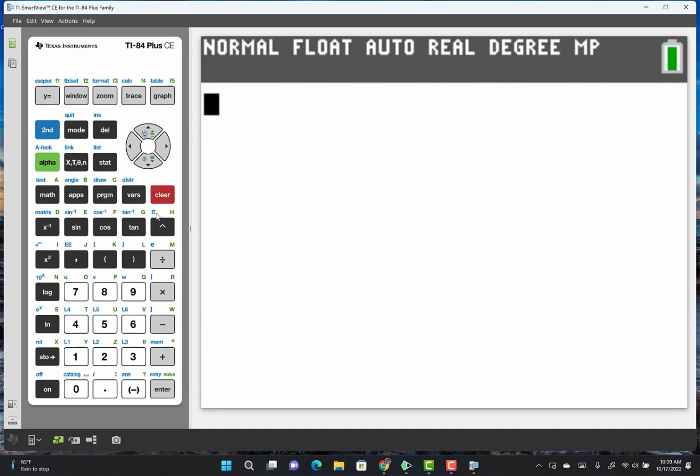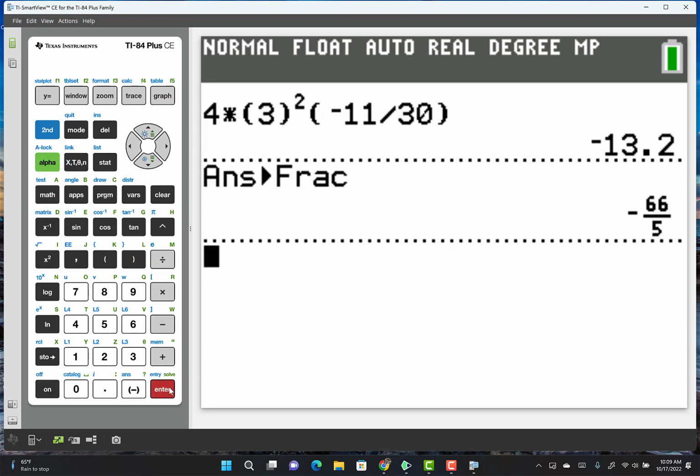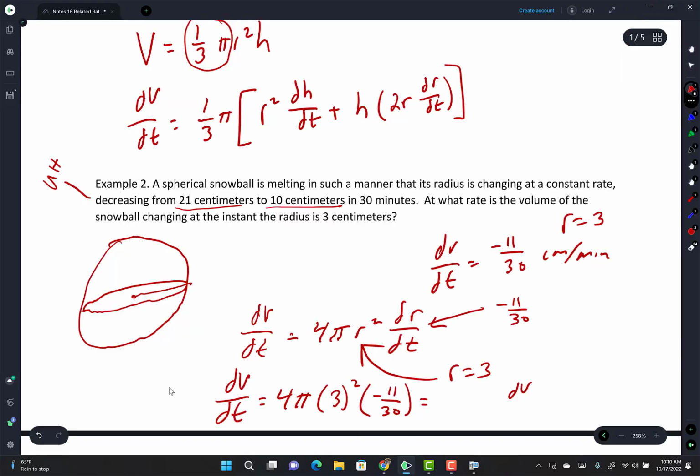All right, I already forgot. What was that multiplying? 4 times. I'm not gonna put the pi in there. Times 3 squared times. Negative 66 pi over 5. So dV/dt is negative 66 pi over 5, and I need units.